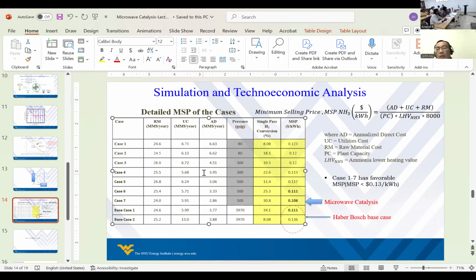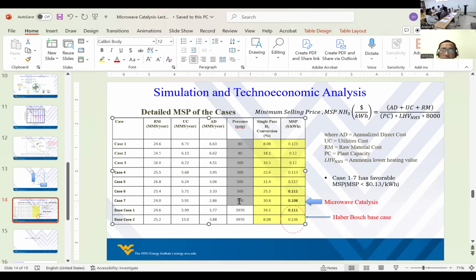Then we ran an Aspen simulation. If you work in the world of chemical engineering, there's software called Aspen simulation, and you can simulate the process to see how much the capital is and how much the operating cost is. So we have 7 cases. I don't want to go through them one by one. The bottom line is all of these, case 1 through case 7.